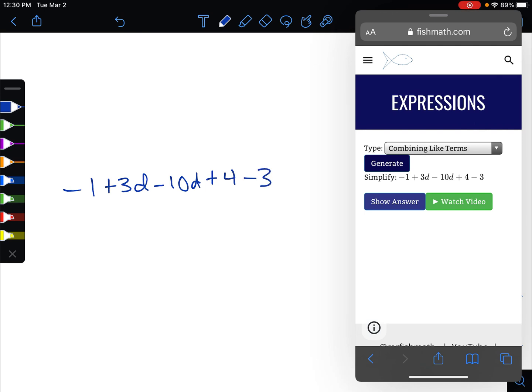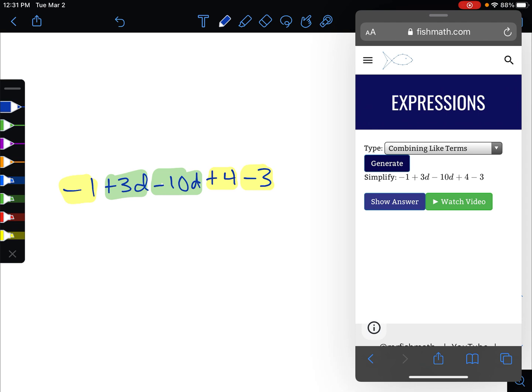So we've got some different types of terms. We've got some terms that have the d variable in it, and then we've got some terms that are just constants, just a number. So -1, +4, and -3. Make sure you pull those negatives with those terms because those are necessary to go with those pieces. So then we just combine the ones that go together.